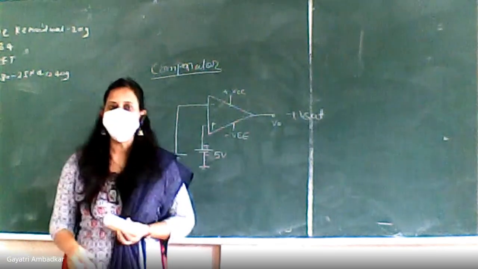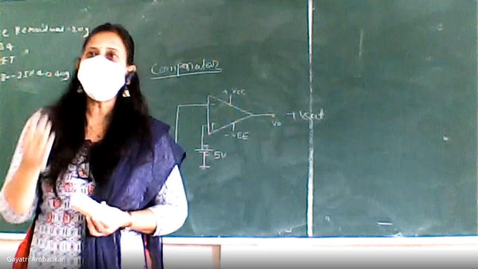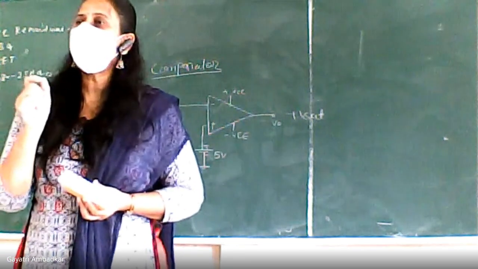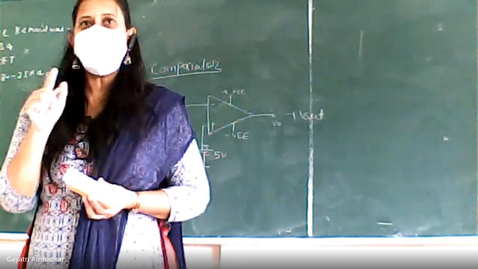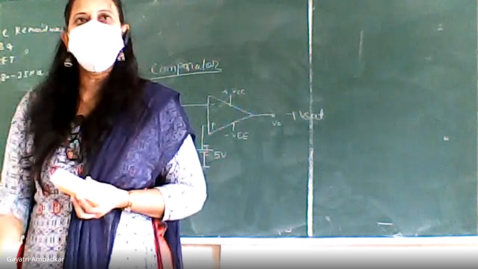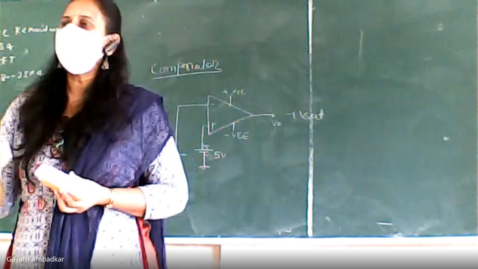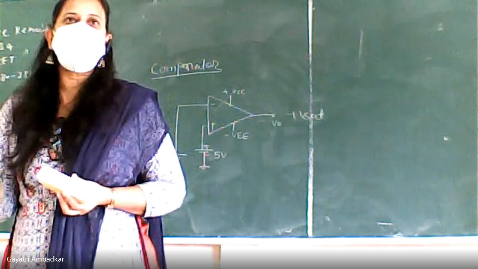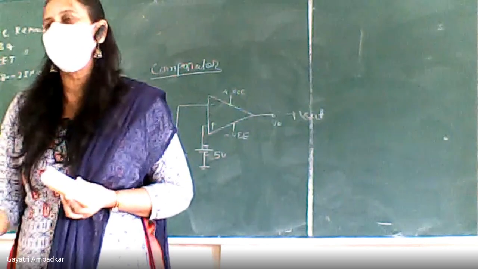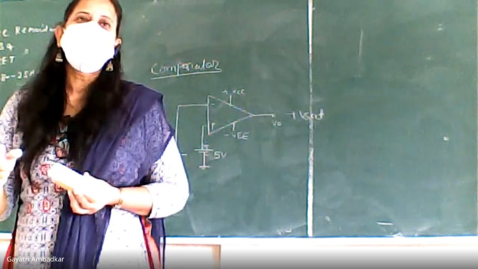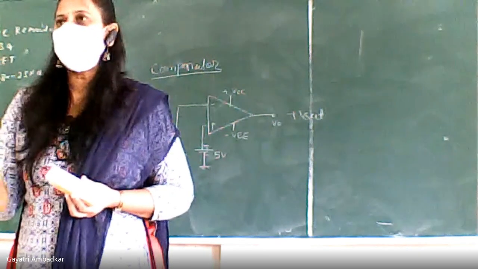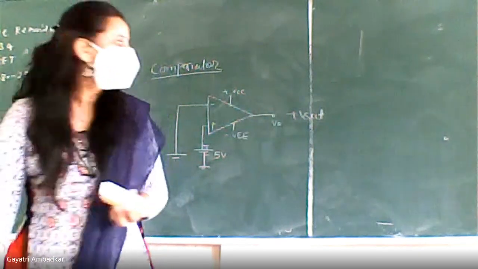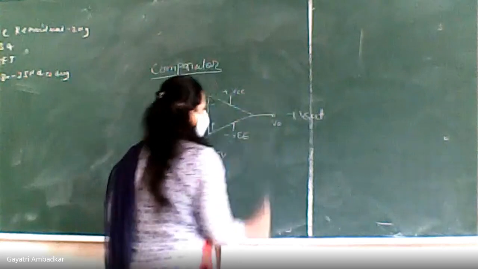Remember this: whichever signal is higher, follow the sign of the terminal it is connected to, with Vsat. The open loop configuration will give you only Vsat. So either it will be plus Vsat or minus Vsat. Whichever is higher, it will give plus or minus Vsat followed by that. So it will give you plus Vsat output.